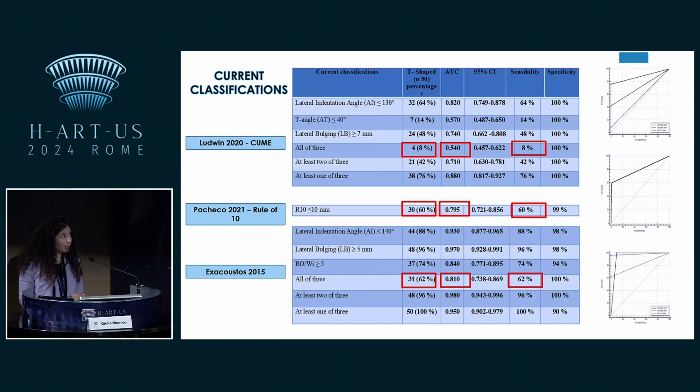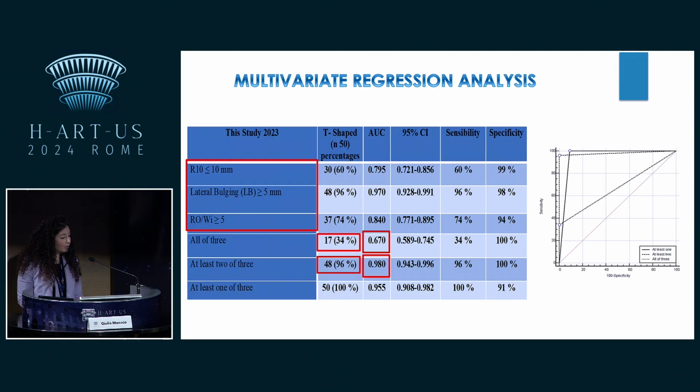And we compare current classifications for T-shaped uteri. We can see that in our study population, 8% of the uteri fulfilled all 3 Kuhn criteria, 60% fulfilled the rule of 10 criteria, and 62% the Hexacusus criteria. Then we tried to mix the current classifications to identify some independent predictors for the diagnosis of T-shaped uterus.